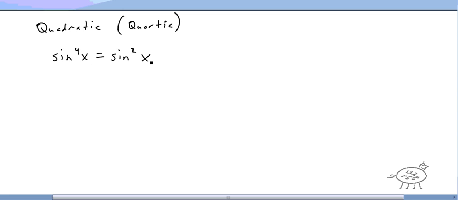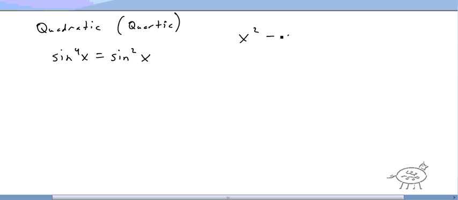Let's do another quadratic. And actually, it's really a quartic, quartic meaning fourth degree. All right, so I get sine to the fourth of x equals sine squared of x. A really, really bad thing to do is to divide both sides by sine squared of x. That is a really bad thing to do because you're getting rid of one of the answers. You're getting rid of a root.